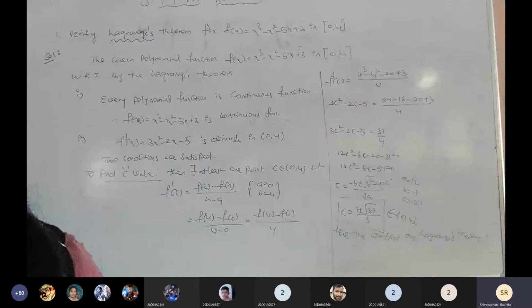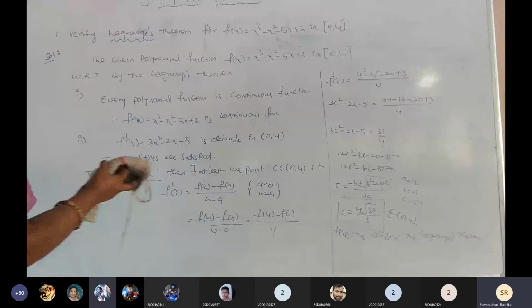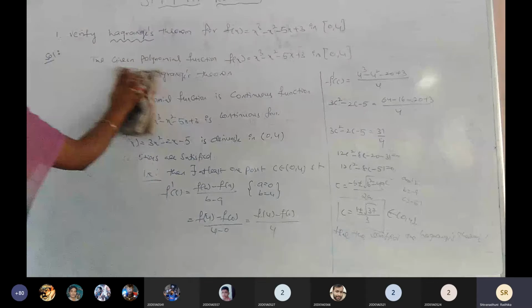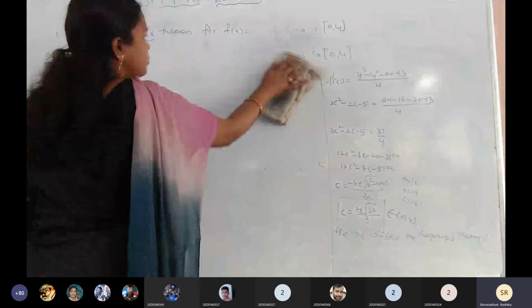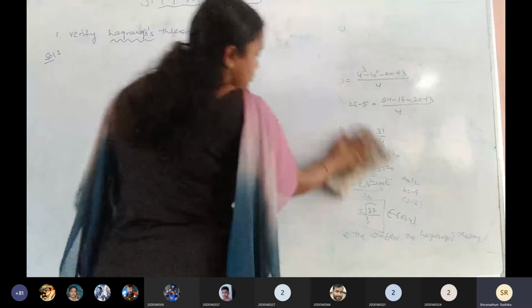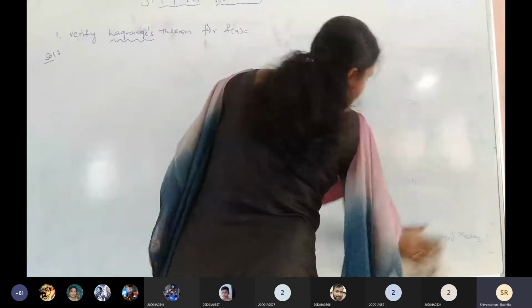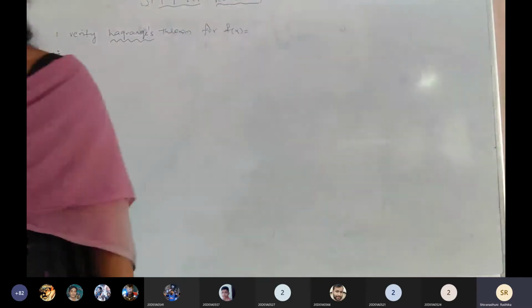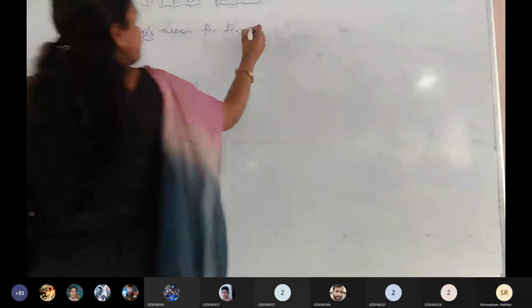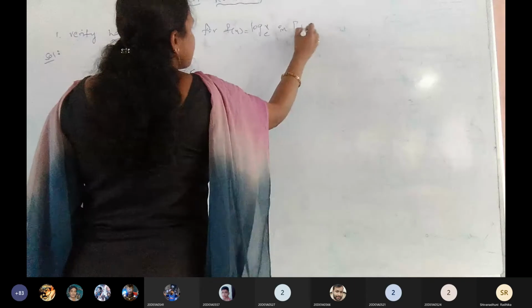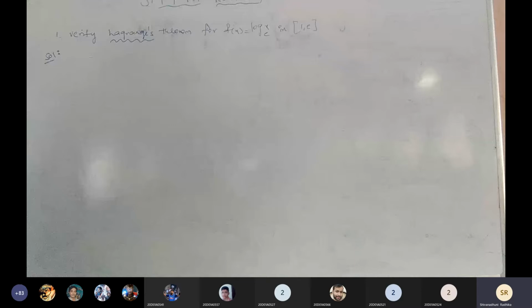Verify the Lagrange's mean value theorem for f of x equals log x base e in the closed interval 1 comma e. Is it clear? First of all, we have to see some observations.